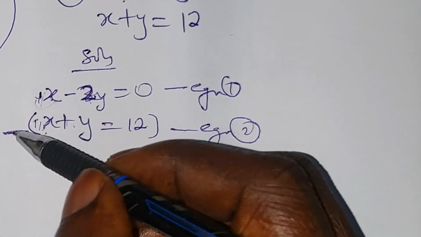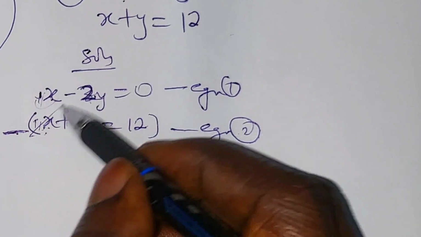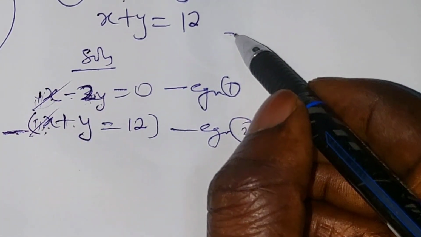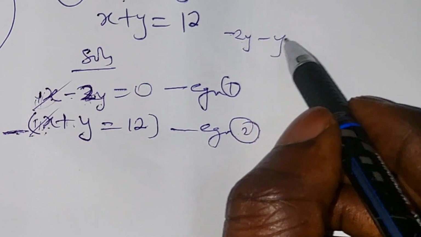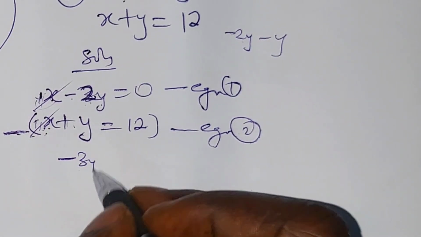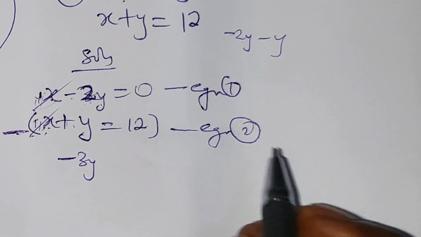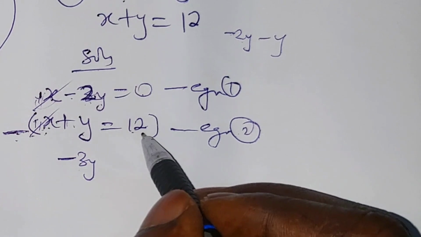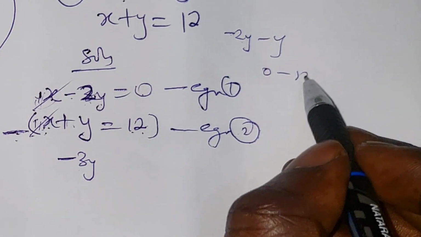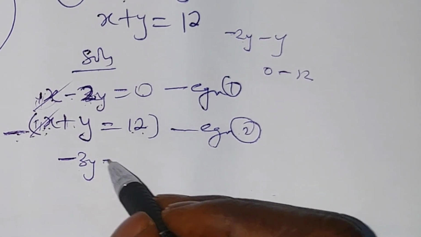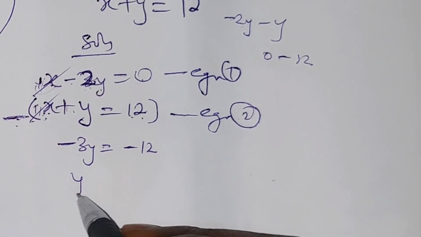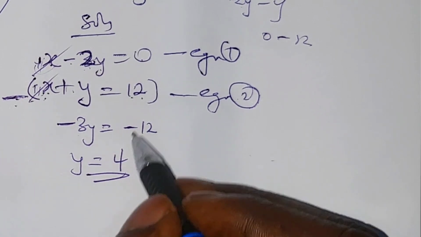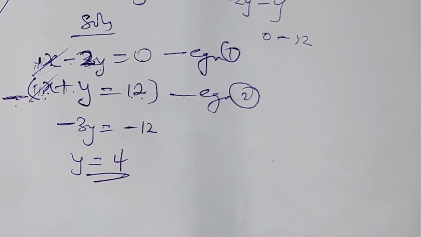So we're going to have x minus x. That gives us 0, so this x goes away. Then we have negative 2y minus y. Negative 2y minus y should give you negative 3y. So don't go and say negative y; you should be very careful. Then you have 0 minus 12, which should give you negative 12. So it's equal to negative 12. We know our y is going to be positive what? 4, because if we divide both sides by negative 3, you're going to get 4. I hope you get it.